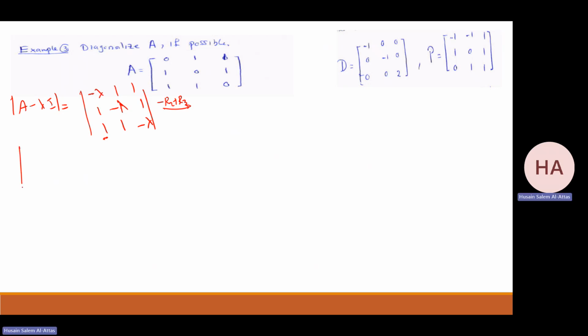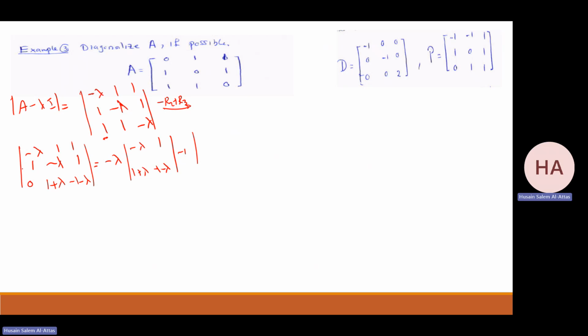I get what? Minus lambda, 1, 1; 1, minus lambda, 1. Multiply by minus 1 and add, that will be 0. Multiply by minus 1 and add, that will be 1 plus lambda. Multiply by minus 1 and add, that will be minus 1 minus lambda. Yeah, that will make it a little bit easier. So now do the expansion with the first column: minus lambda, 1, 1 plus lambda, minus 1 minus lambda.